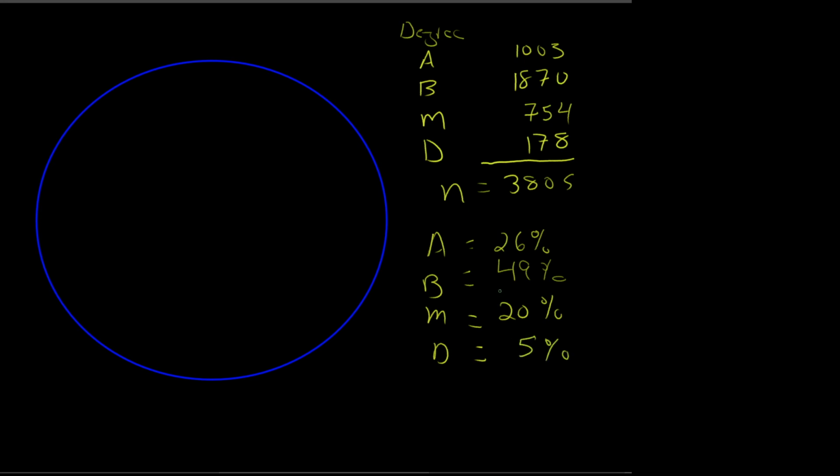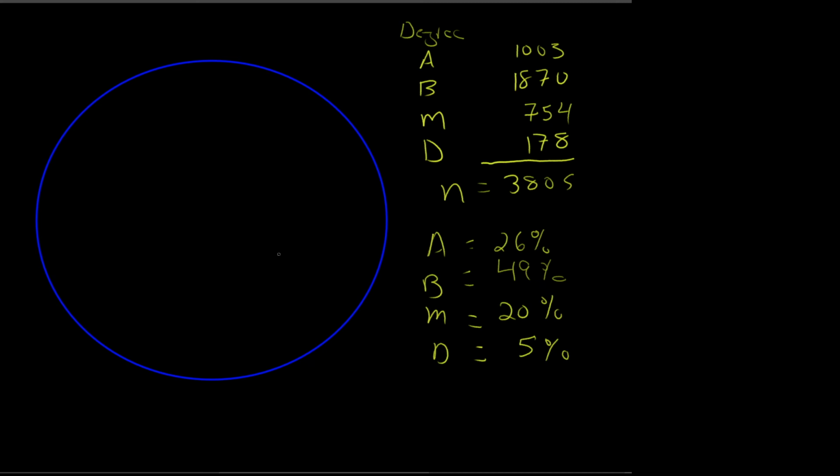Now let me see if I add all these up. It's 71, 76, 90, let's see, 71, 91, 96. I have a rounding error here. Make sure I didn't round anything. Let me redo the 178 divided by, yep, 754, yep, 1870, yep. Let's see, so 26 plus 49 plus 20 plus 5, yeah, that's 100%.